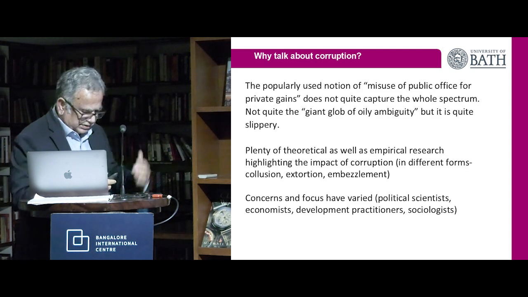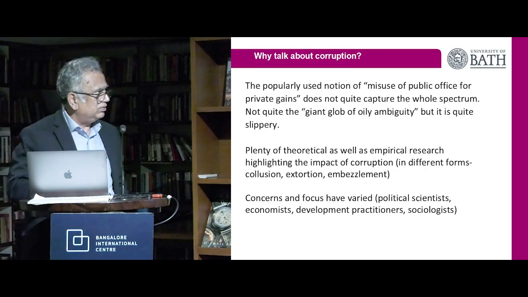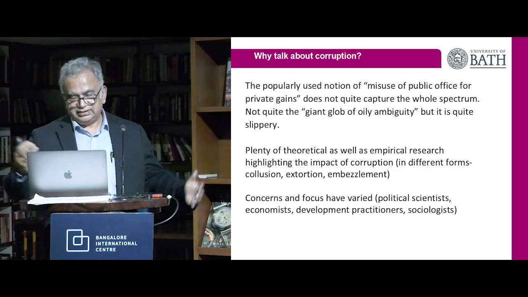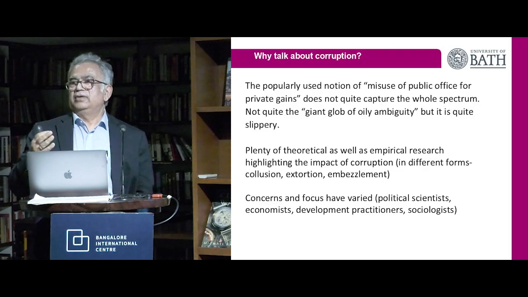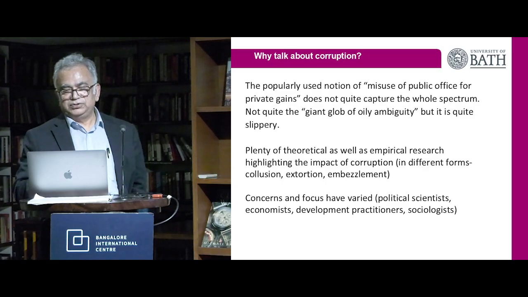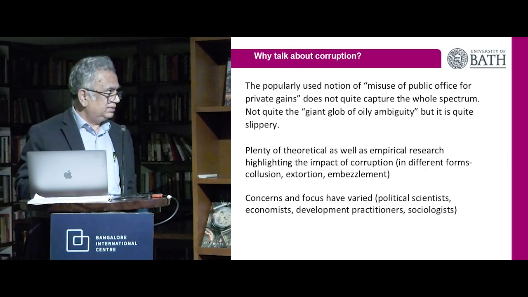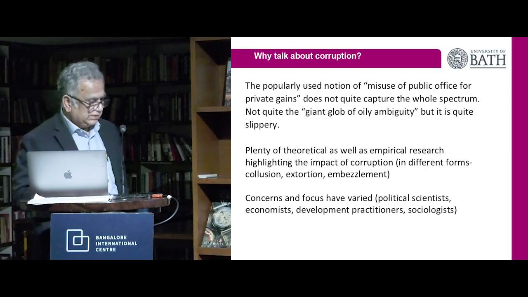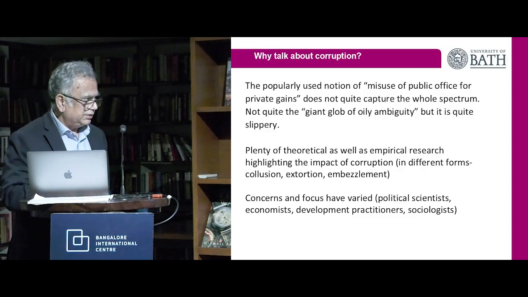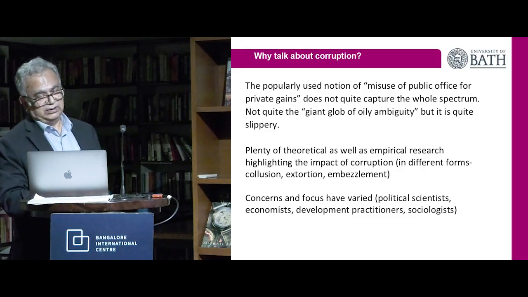Okay, so this is in general why I talk about this. I know I haven't defined corruption as yet because, as I said, we know roughly what we mean by it. It's the misuse of public office for private gains. Okay, more on it later on, but I don't want to spend too much time on this.